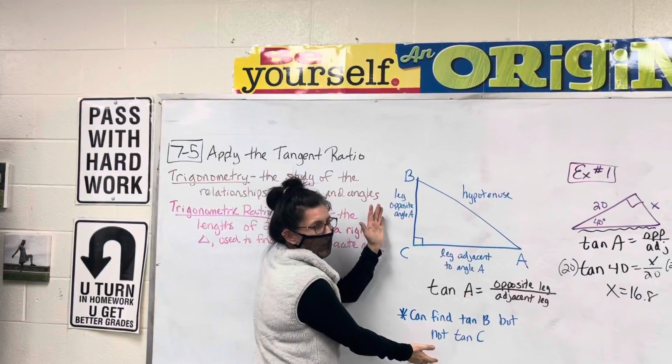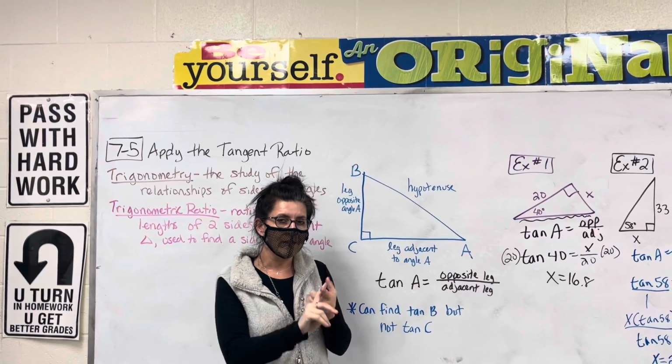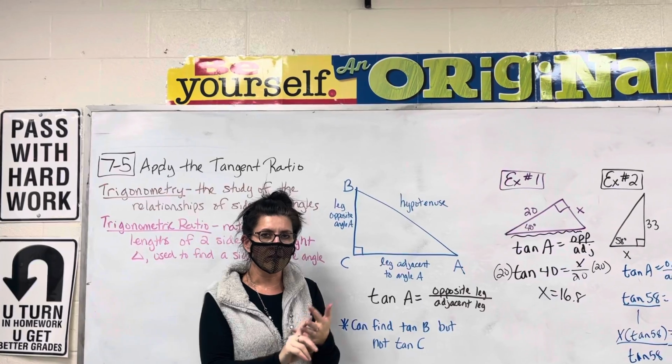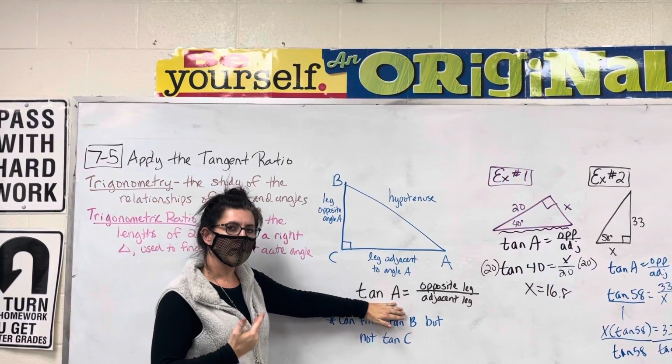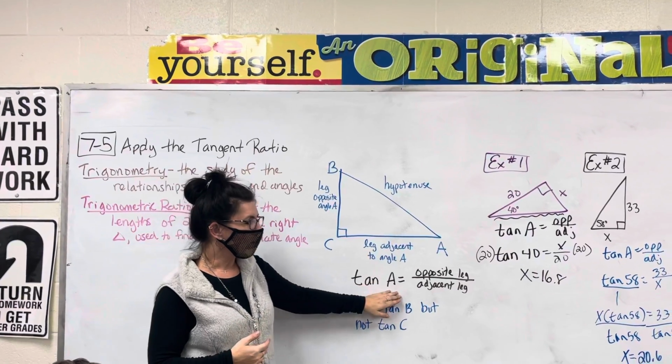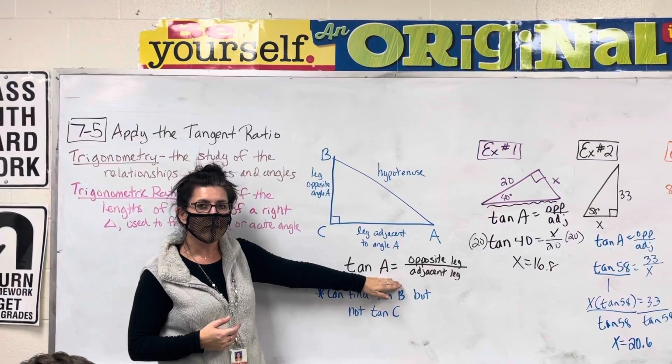And this is the important stuff with tangent. There's three ratios that we're going to learn. Today is tangent. Then we'll learn sine and cosine next time. So with tangent, this black formula is what I need you to know. The tangent of angle A is the opposite leg over the adjacent leg. This is a formula that you need to memorize.